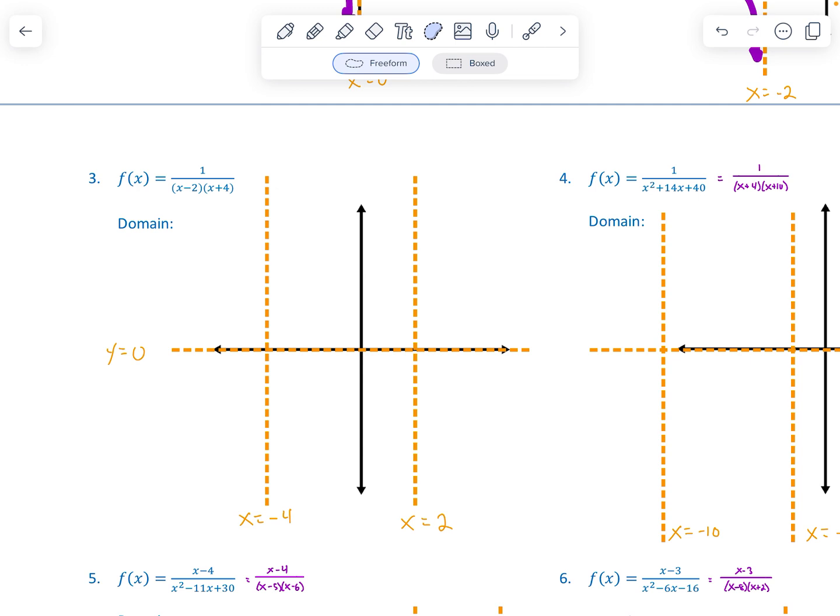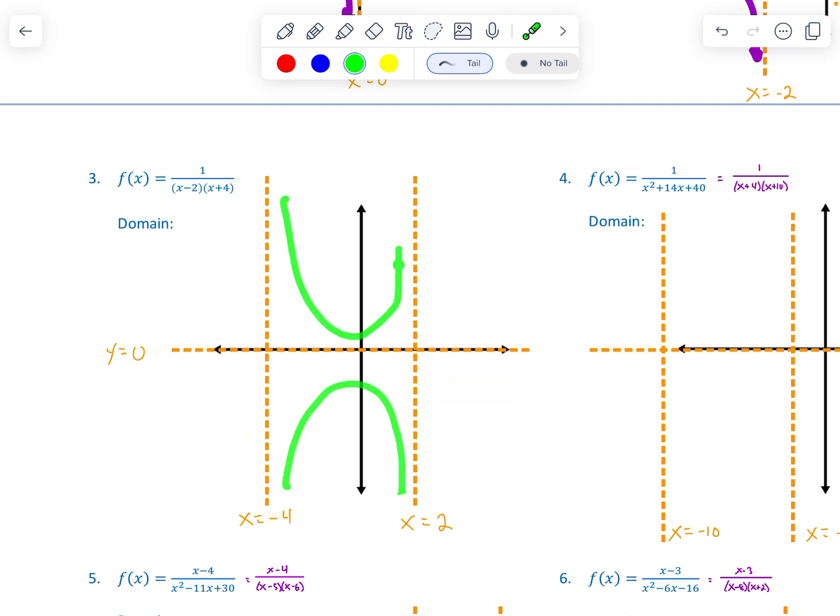All right, so now there are no x-intercepts because our numerator never equals 0 because it's just the number 1. And so now we got to figure out where the graph is located. Since it doesn't cross the x-axis, it's either here or here, and here or here, and then it has to be a U-shape down here, because if it's an S shape, it would have to cross the x-axis, which it can't.